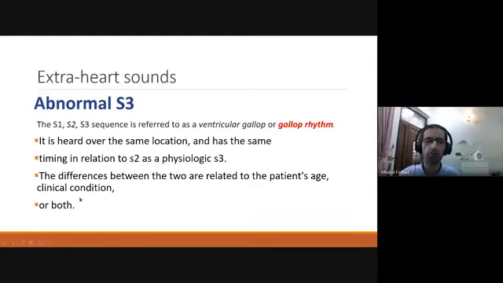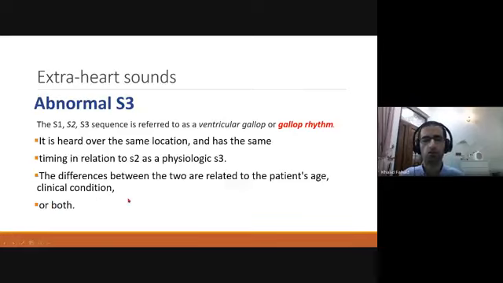Clinical condition: if the patient is a known case of heart failure and you hear S3, even if the patient's age is below 40, this is likely abnormal, because the patient already has heart failure. Okay, or it depends on both the age and the clinical condition.